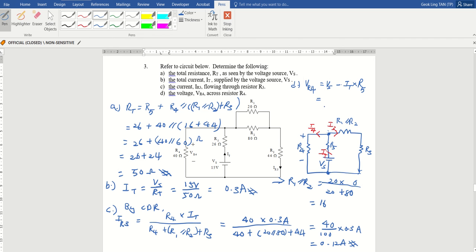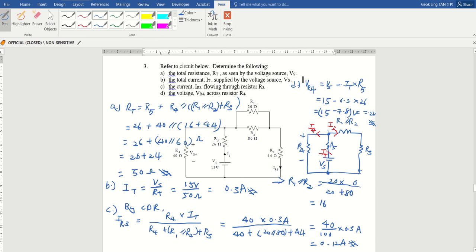So substitute 15 for Vs, and then IT is 0.3 amp, multiplied by R5, which is 26 ohm. So that will give you 15 minus 7.8. That gives you 7.2 volt. So this one you can bracket them and put a V there.